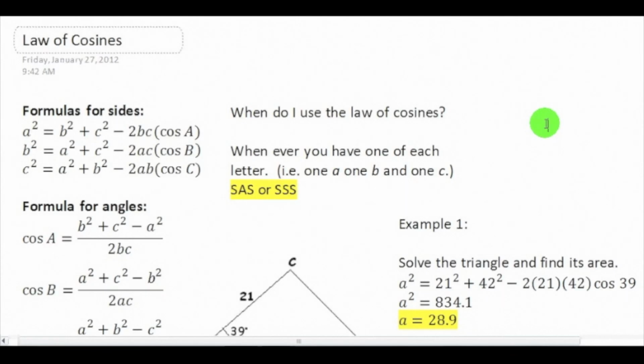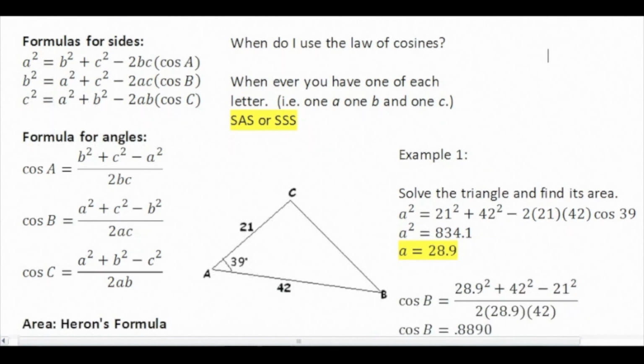Going to be talking about the law of cosines today. You see, I've written several formulas, actually quite a few formulas on the screen. I want you to be very aware that I've really only written two formulas. If you see, this is the basic law of cosines: a squared equals b squared plus c squared minus 2bc cosine of A.